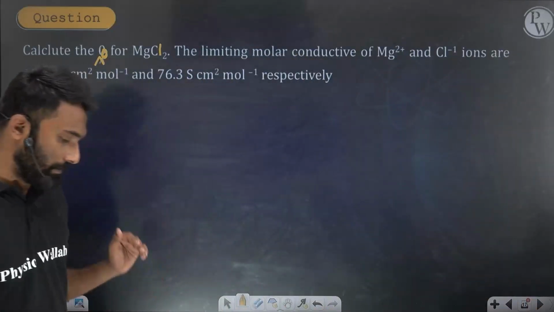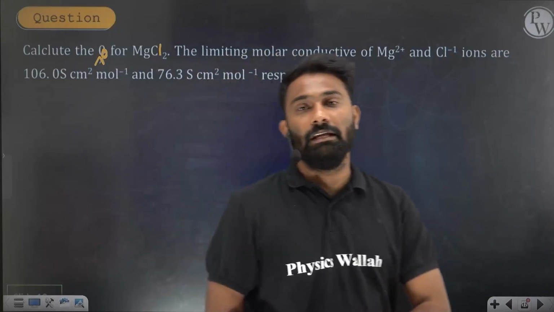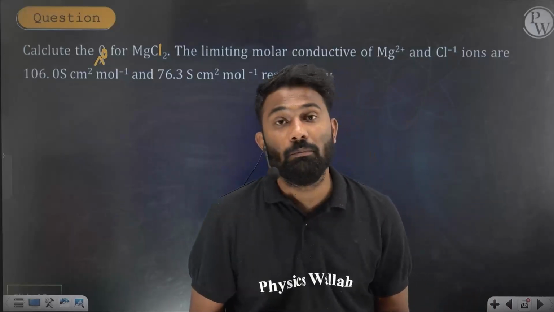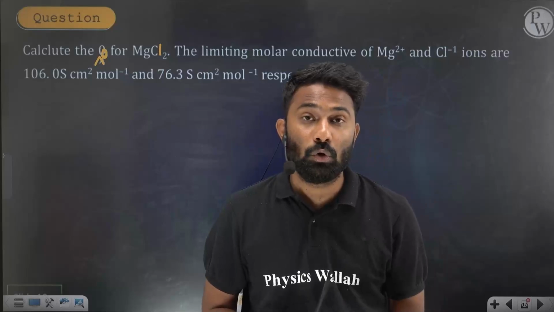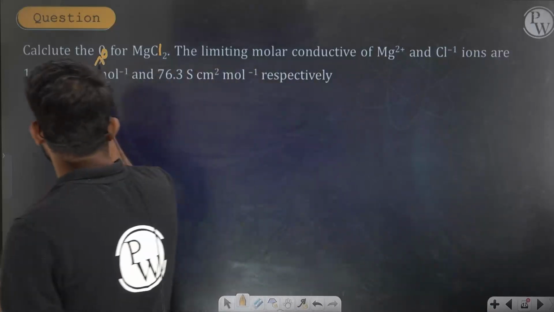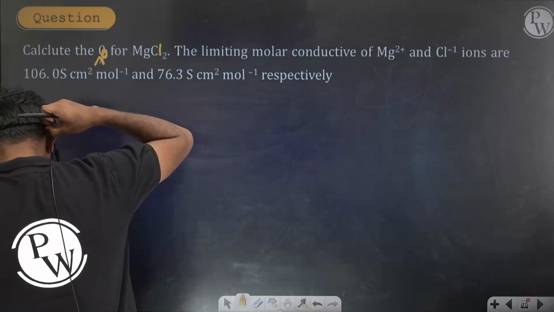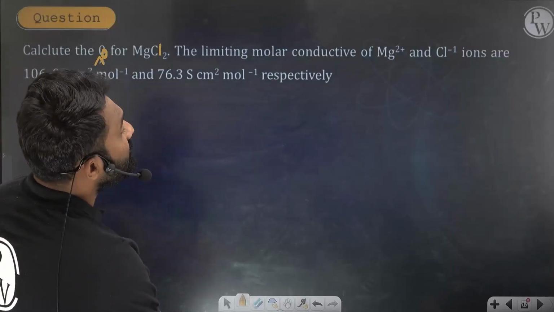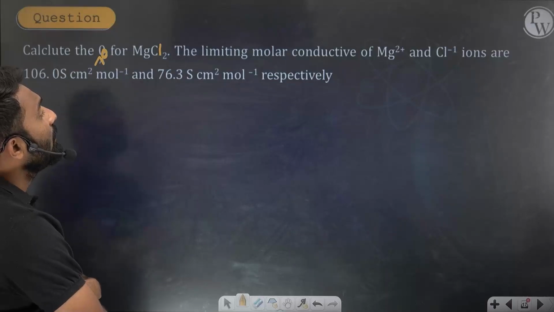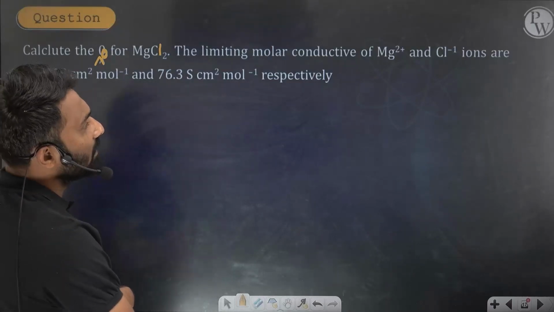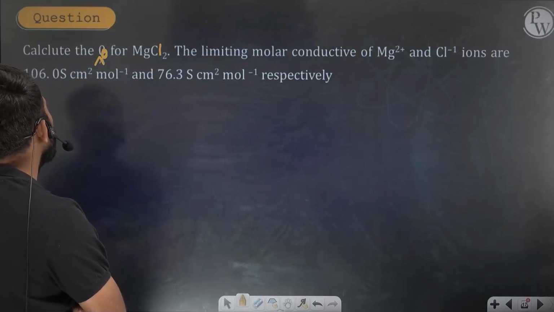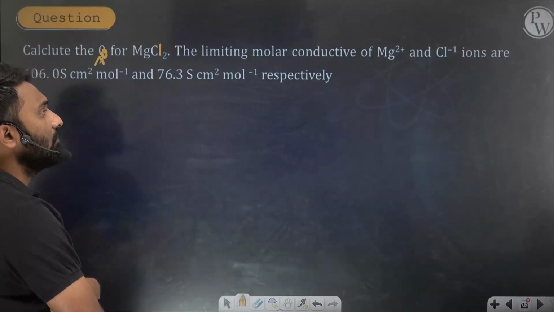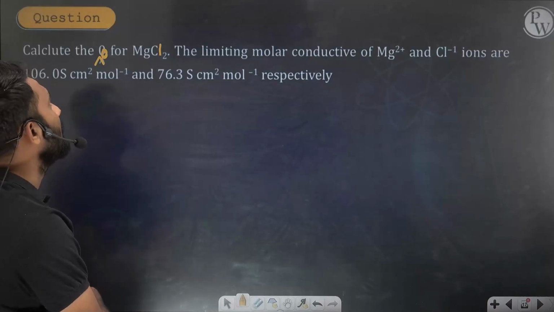Okay, next, let us look at a question. How can we find the limiting molar conductivity of a weak electrolyte? With the help of Kohlrausch's law. Here they have given the limiting molar conductance of MgCl2: the limiting molar conductances of the Mg 2 plus and Cl minus ions are 106 and 76.3 Siemens centimeter square mole inverse respectively. He is asking for the limiting molar conductance.